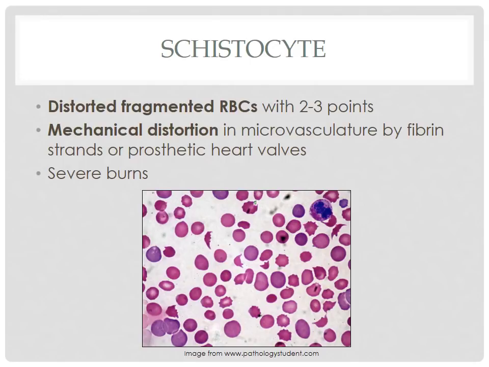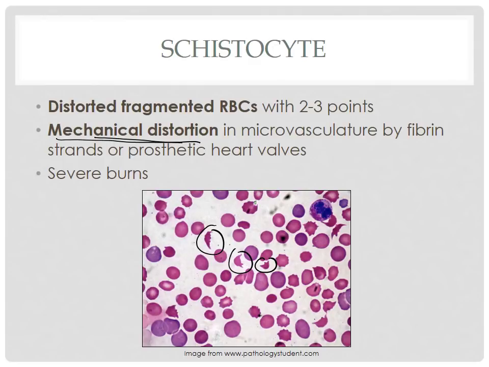Schistocytes on peripheral smear. Schistocytes are distorted fragments of RBCs. So that means they're pieces of RBCs. Usually they have about 2 to 3 points on them. So you can see some nice examples down here of different little schistocytes. So these are actually torn apart red blood cells. So you can see this is due to often some sort of mechanical distortion.